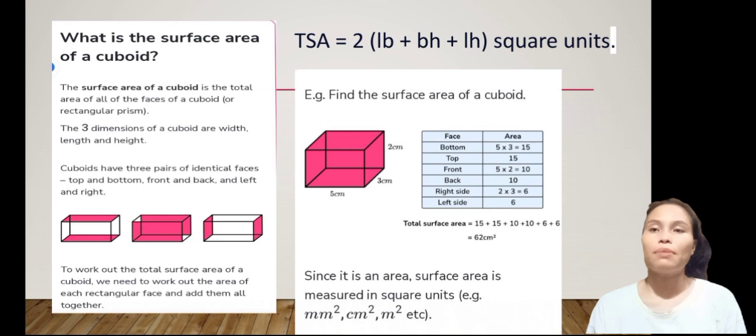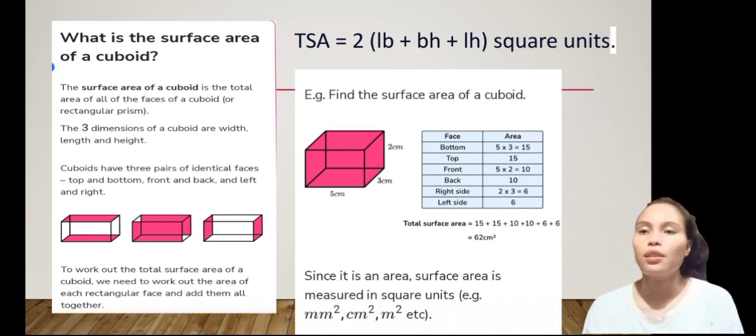Now let's talk about the surface area of a cuboid. The surface area of a cuboid is the total area of all of the faces of a rectangular prism. The 3 dimensions of a cuboid are width, length, and height. Cuboids have 3 pairs of identical faces: top and bottom, front and back, and left and right. So take a look at the pictures. The first cuboid, the pink, is the top and the bottom. The second one is the front and back, and the last one is the left and right.